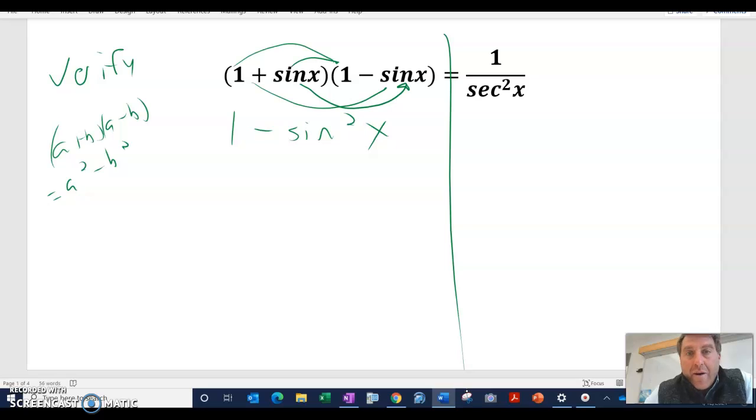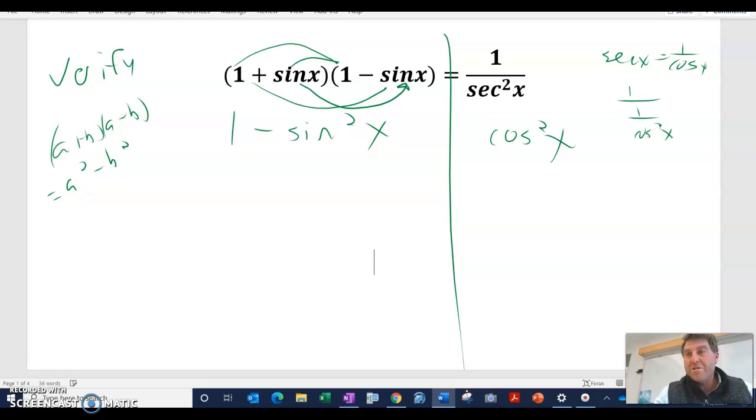Okay? Now, what I'm going to do is jump over to the right side and just simplify that. 1 over secant. Well, remember, secant is 1 over cosine. So 1 over secant is just cosine. So 1 over secant squared is just cosine squared. Okay? That's just a basic simple simplification. I get 1 over 1 over cosine squared, and so that just ends up being cosine squared of x.